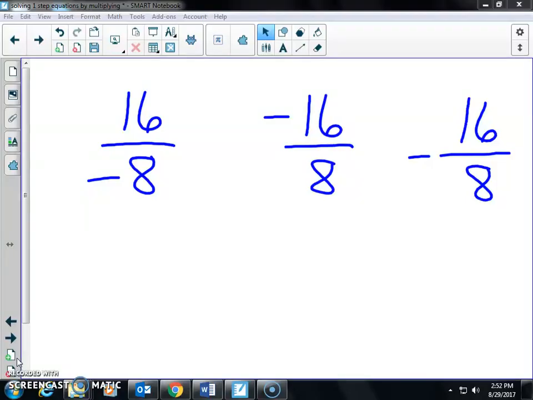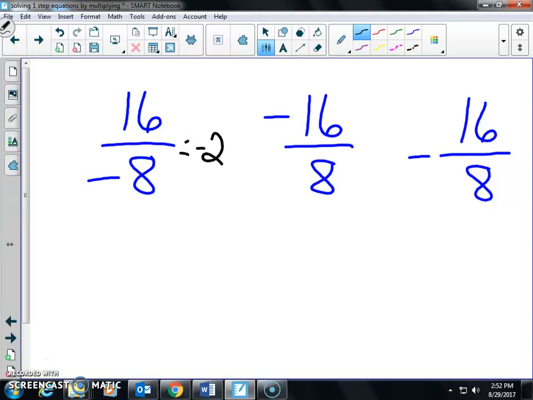So in the fraction on the left, it says 16 fraction bar negative 8. Think of it as 16 divided by negative 8. And we should know that a positive divided by a negative is a negative. So 16 divided by negative 8 equals negative 2. Well, if we look at the example in the middle, negative 16 divided by positive 8. Again, a negative divided by a positive will be a negative. So negative 16 divided by positive 8 is negative 2.